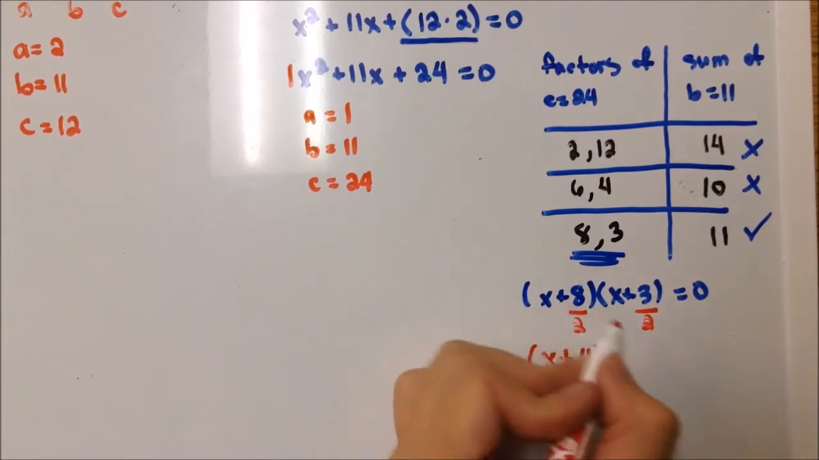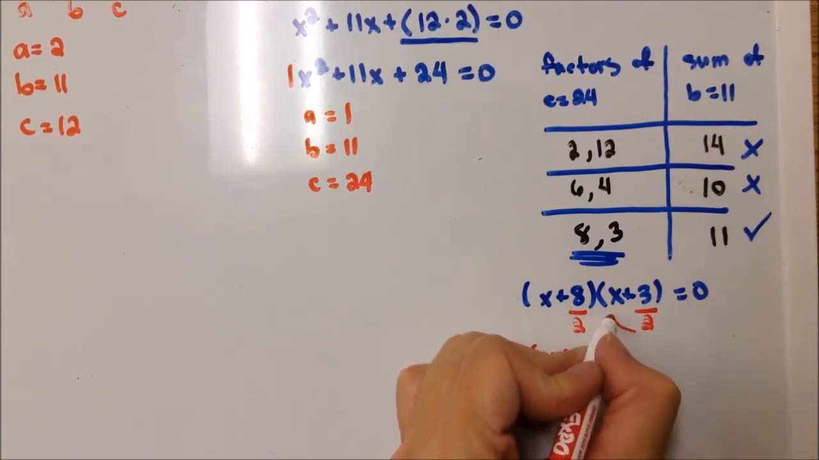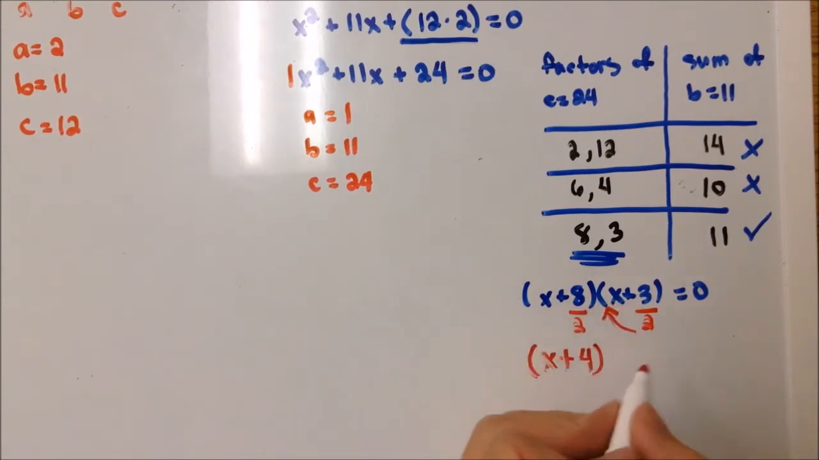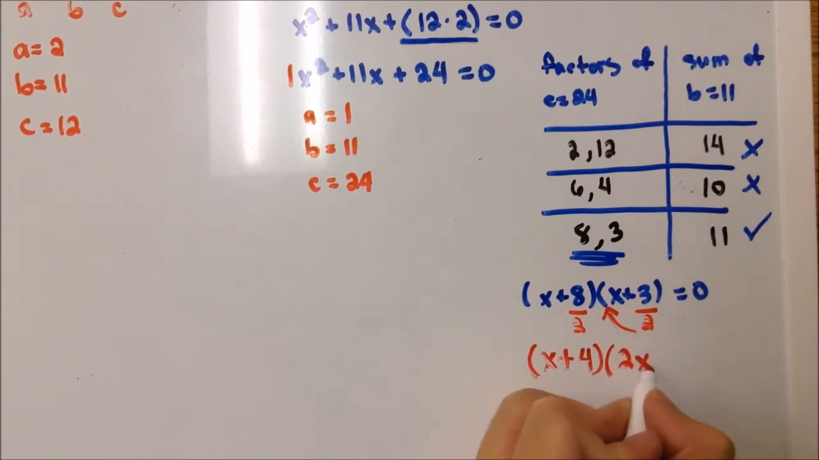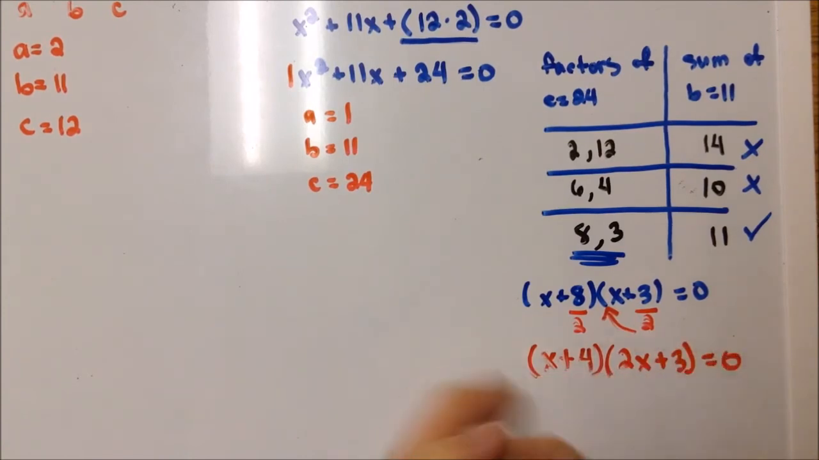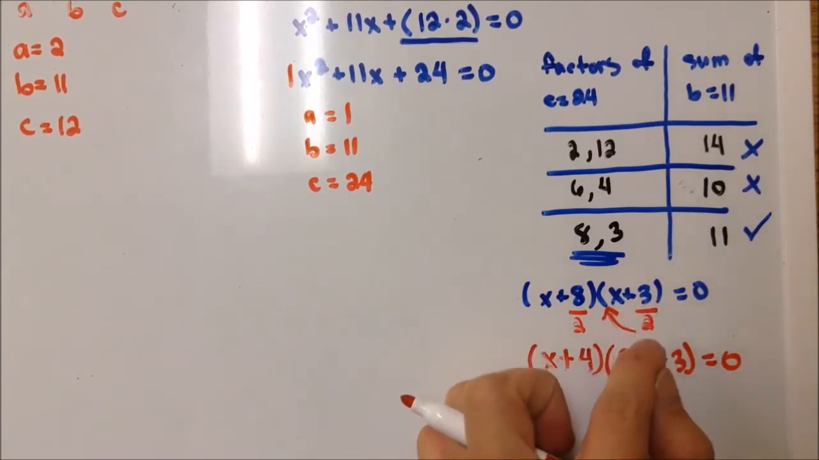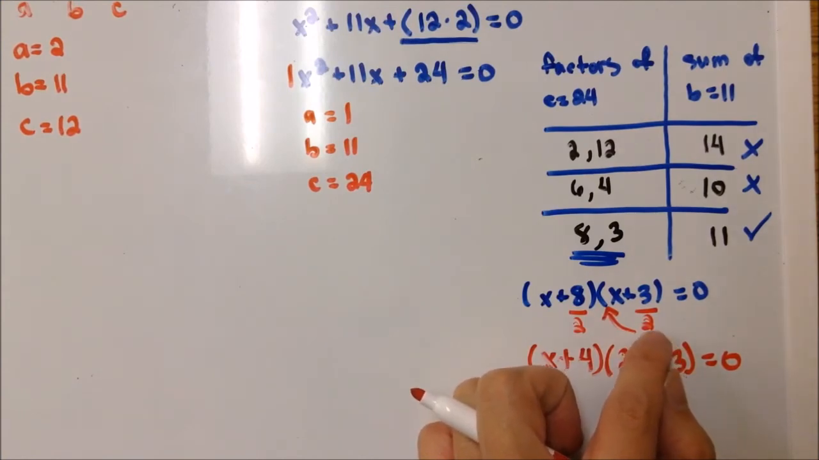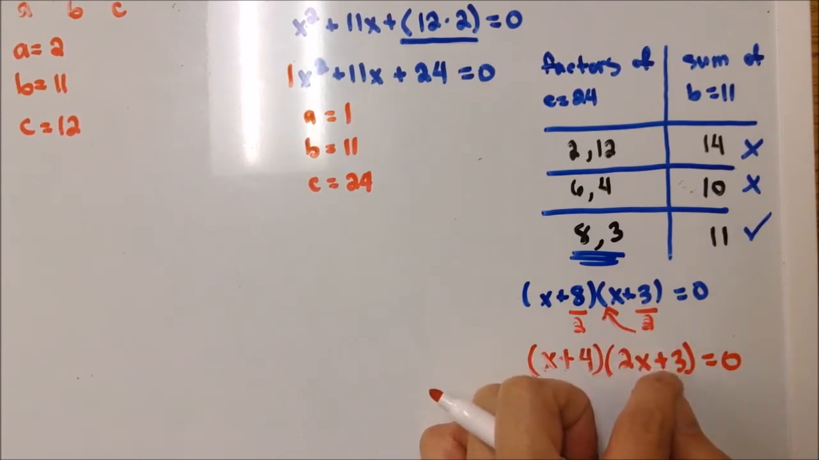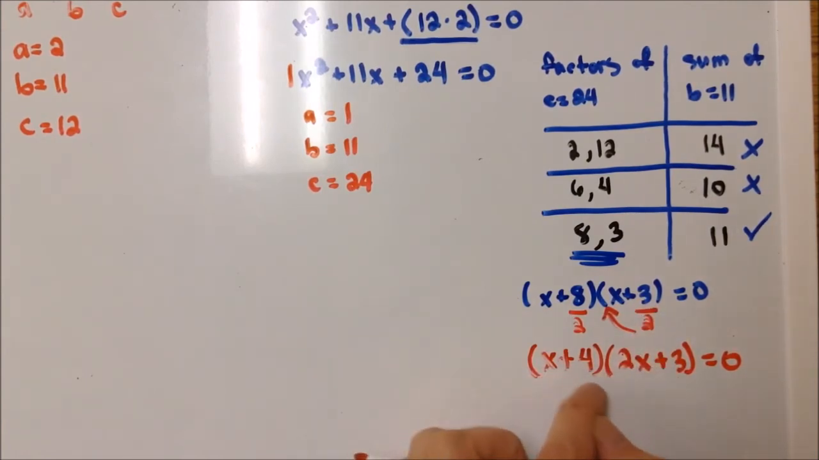So what we're going to do is move the 2 in front of x, not the parenthesis in front of x. So, open parenthesis, 2x plus 3 equals 0. Again, since the 3 cannot be divided by 2 into a whole number, all we did was move the 2 in front of x. That's why we have 2x, and then bring down the plus 3. So our two factors are x plus 4 and 2x plus 3.